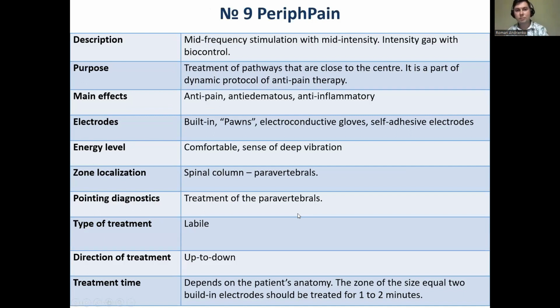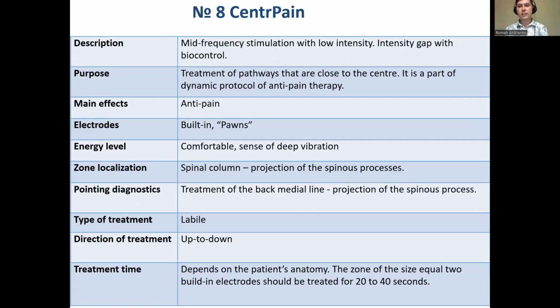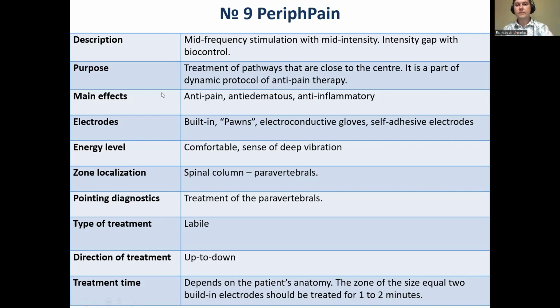Its brother, number 9, peripheral pain. All the same, but related to the paravertebrals, or in other words, the pathways 2 and 3. So if the previous one is related only to the central line, these 2 are related to the paravertebrals, the pathways that are close to the center.